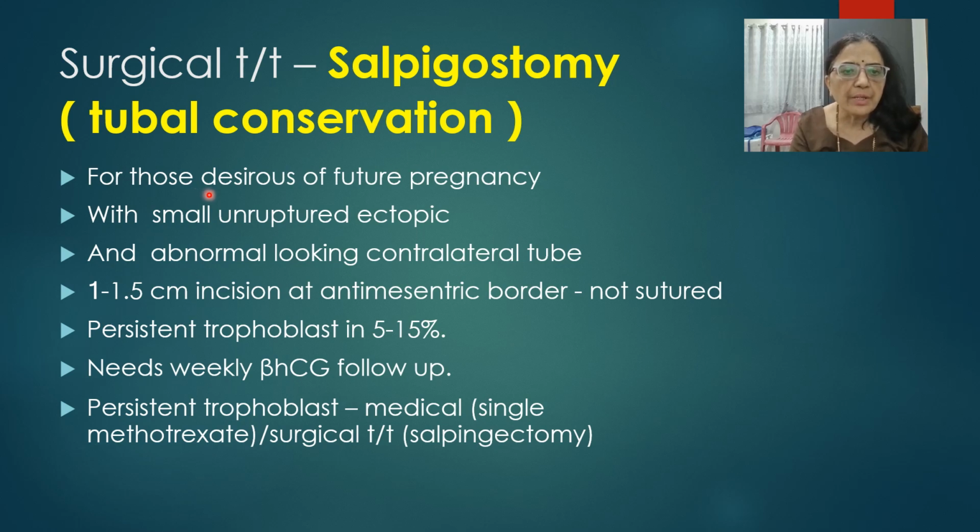Salpingostomy is designed for future pregnancy. There is a small unruptured ectopic, and what is most important is that the contralateral tube is normal looking. So it is most important how the contralateral tube is.